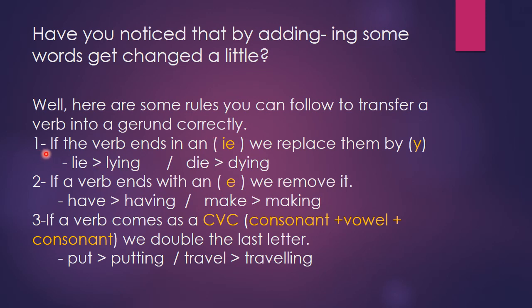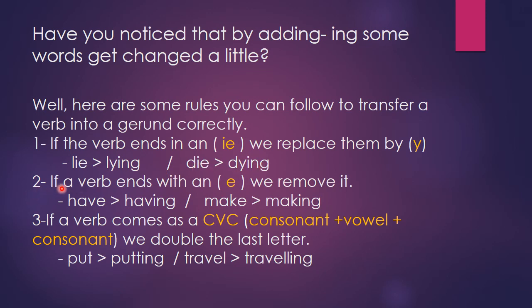So, first rule, if the verb ends in IE, which is the letters I and E, we replace them by Y, by the letter Y. Here's an example, the verb lie, L-I-E, lying. I have removed the I and E and replaced them with the Y, lie, lying. Same here, die, dying. Alright.